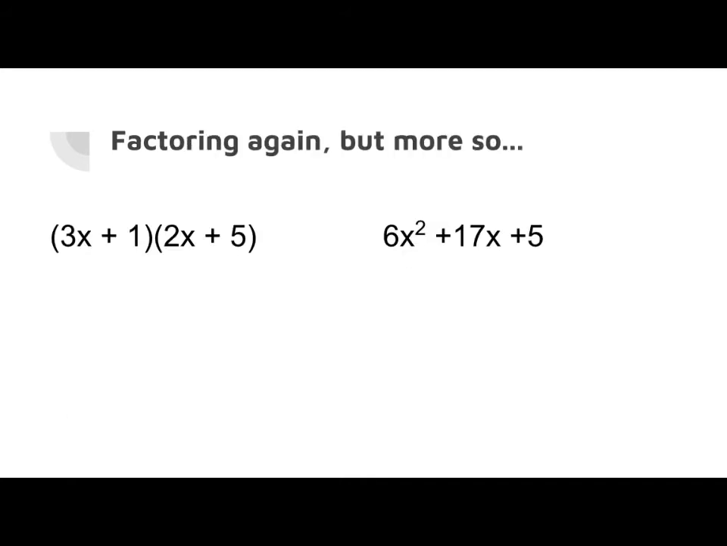Factoring again, but more. If the leading coefficient isn't a 1, it's a little more complicated. In fact, it's a lot more complicated. There are two methods that I'm going to show for this, and I'll let you decide which one you want to do. So you've got 3x plus 1 times 2x plus 5. If you distribute that through, 3x times 2x, 3x times 5, 1 times 2x, and 1 times 5, and you combine your like terms, this is the result that you're going to get. What we're going to be asked to do then is to work that backwards.